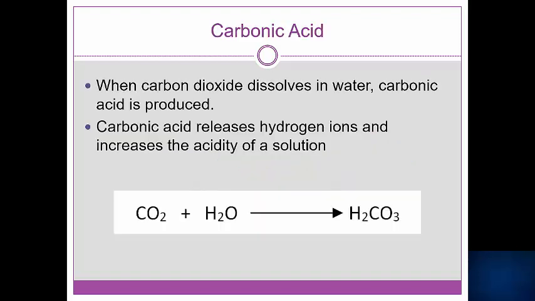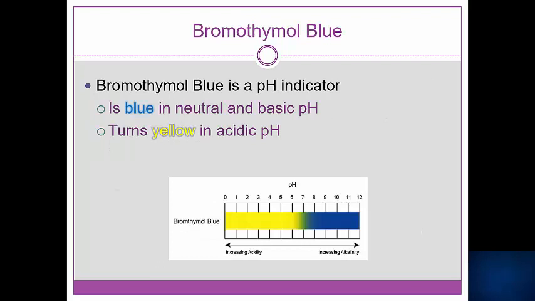When carbon dioxide is combined with water, it produces carbonic acid, as shown in this chemical equation. Bromothymol blue is an indicator of pH. It maintains its blue color in neutral and basic pHs. However, it turns from blue to green to yellow in increasingly acidic conditions.